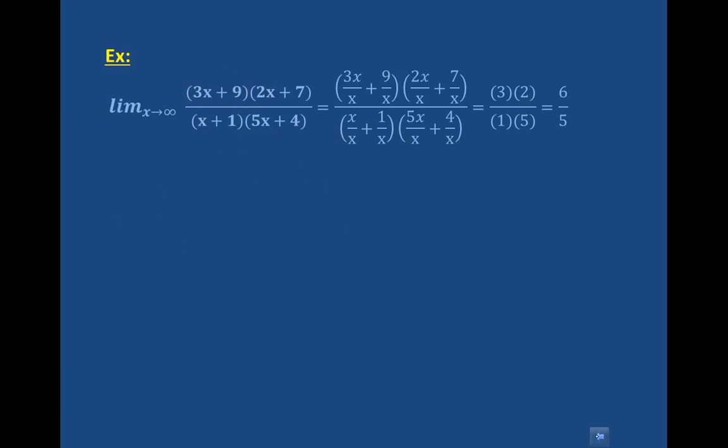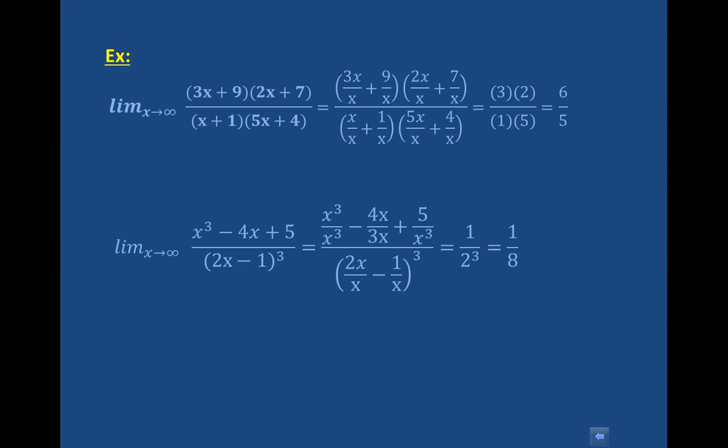Another problem. Limit when x tends to infinity of ((x^3 - 4x + 5) over (2x - 1)) all raised to power 3. Take care, the degree of the denominator is third degree. Also, the degree of the numerator is third degree. The greatest power of x in the denominator is x power 3. Also, the greatest power of x in the numerator is x power 3.